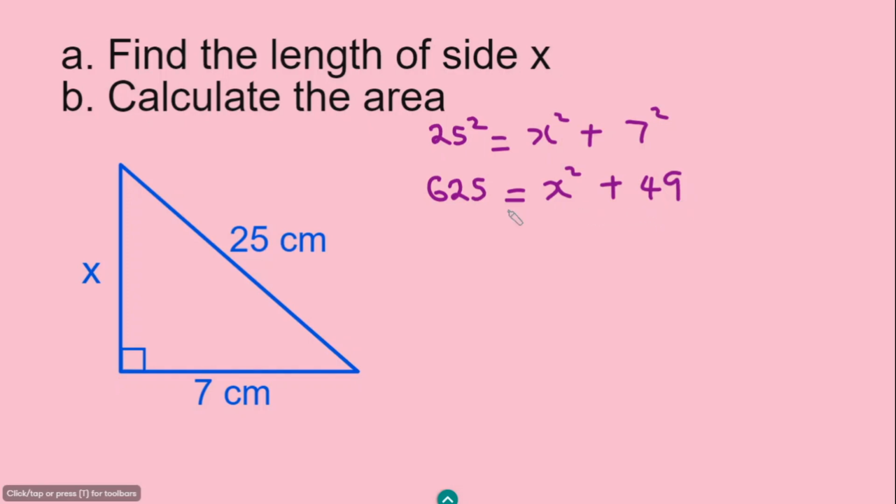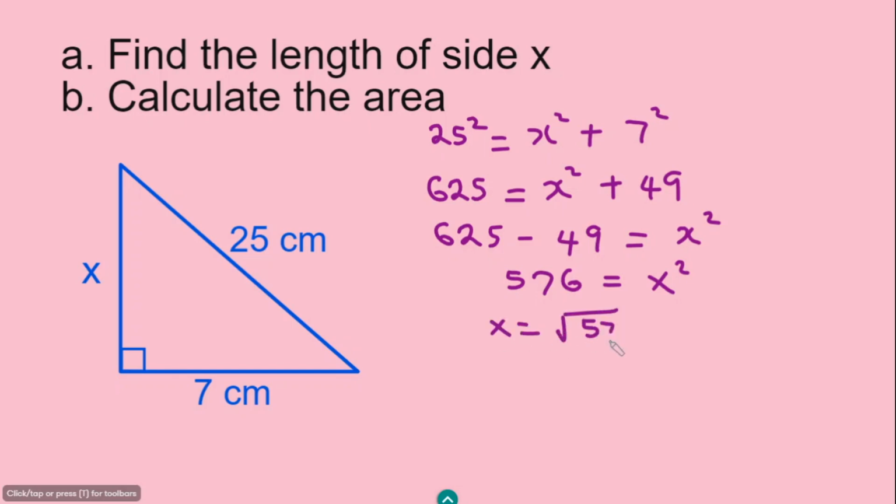And then you subtract 49 on both sides. You have 625 minus 49, that's going to be x squared. Now if you subtract this number 49 from 625, you're going to have 576, and that's going to be equal to x squared. To find x, you find the square root of this, so x is going to be the square root of 576. In this case, that's going to be 24. So x is going to be 24 centimeters. So this side here is 24. Of course, it's going to be in centimeters anyway.